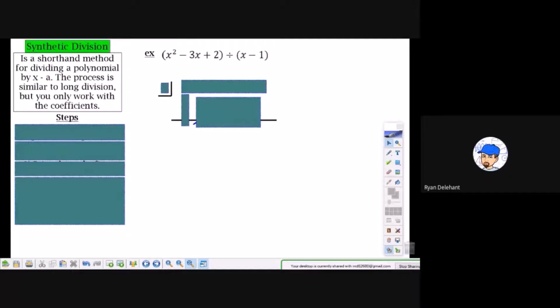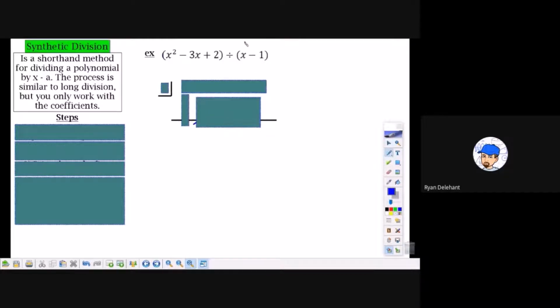Same goal. We're going to divide this polynomial. But like anything that you do repetitively, you want to make it quicker. And that's what this actually does. It's going to make drawing the box and doing the long division seem ridiculously long compared to what we're about to learn. So this is a shorthand for dividing a polynomial by x minus a.